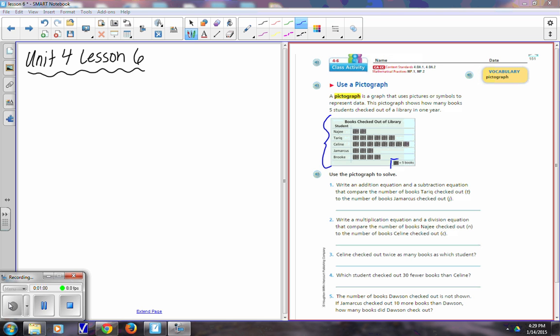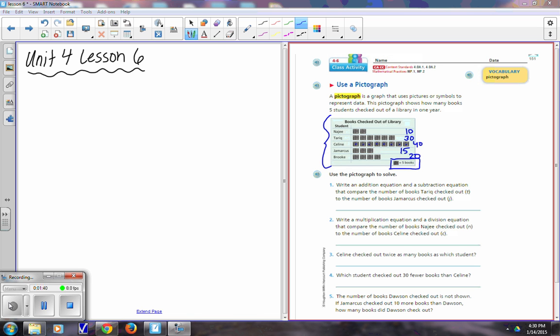But the first thing I need to notice is what each picture represents. So each of these books represents 5 books that the kid has read. So if I were to quickly go down and write, Najim read 10, Tariq read 5, 10, 15, 20, 25, 30. Celine read 5, 10, 15, 20, 25, 30, 35, 40. Jamarcus read 5, 10, 15. And Brooke read 20. So I could use these numbers to attack these problems.